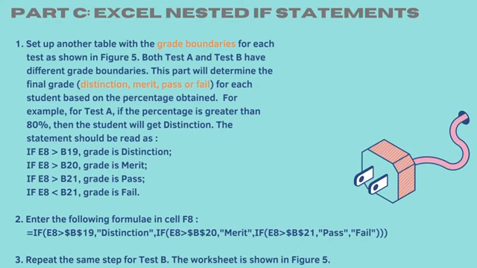If the value in cell E8 is bigger than the value in cell B21, the grade is pass. If the value in cell E8 is smaller than the value in cell B21, the grade is fail. Step 2. Enter the following formulae in cell F8 exactly as shown in the slide, with complete remark and sign, as written for Step 2.